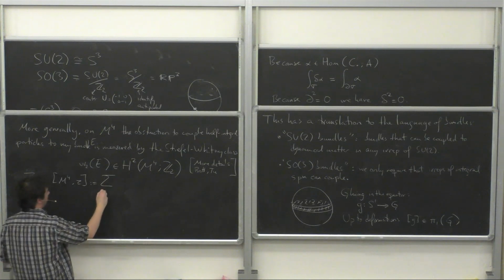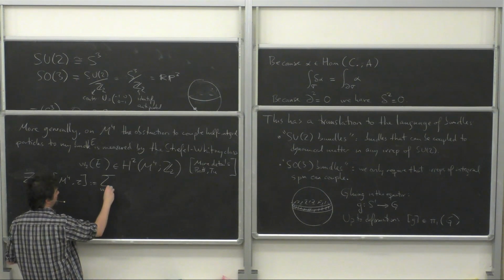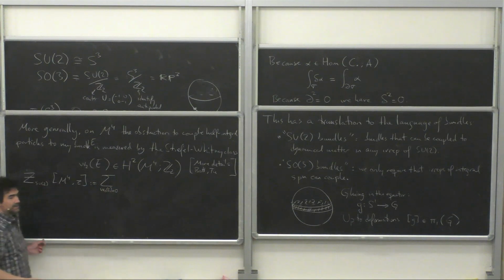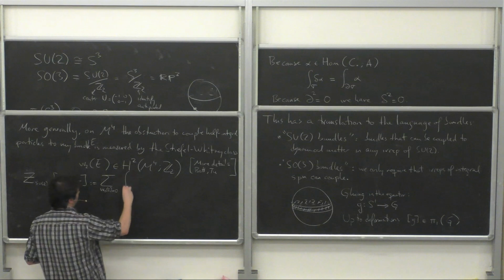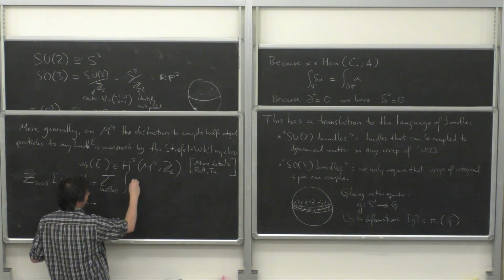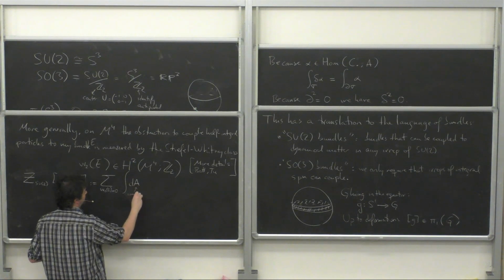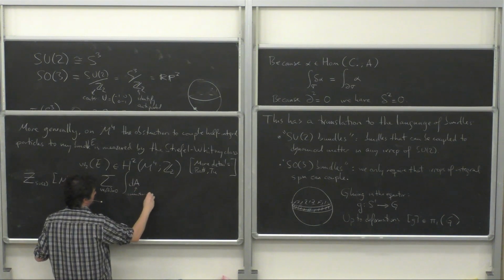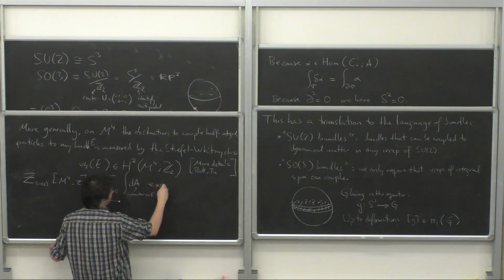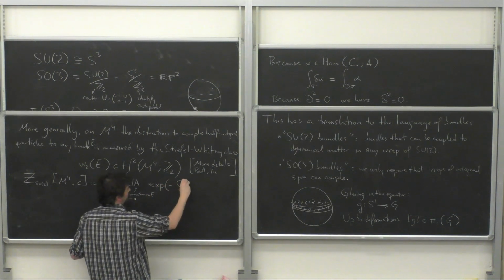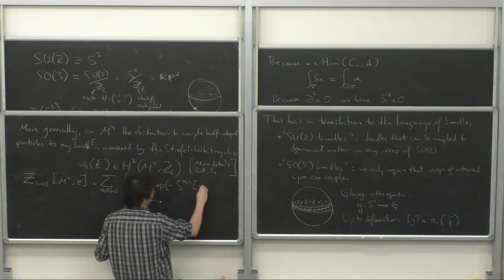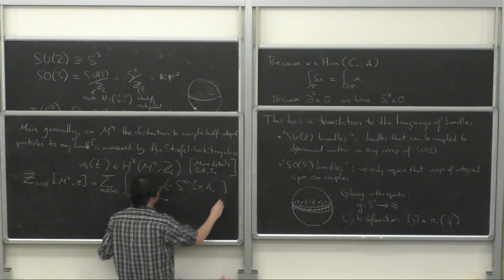the sum over those bundles that have 0 Stiefel-Whitney class, so those that potentially allow for dynamical particles in half-spin representations, of the path integral of A and the other fields. So A is a connection on E. And now the exponential of minus the action of N equal to 4, which depends on tau and A and the other fields.